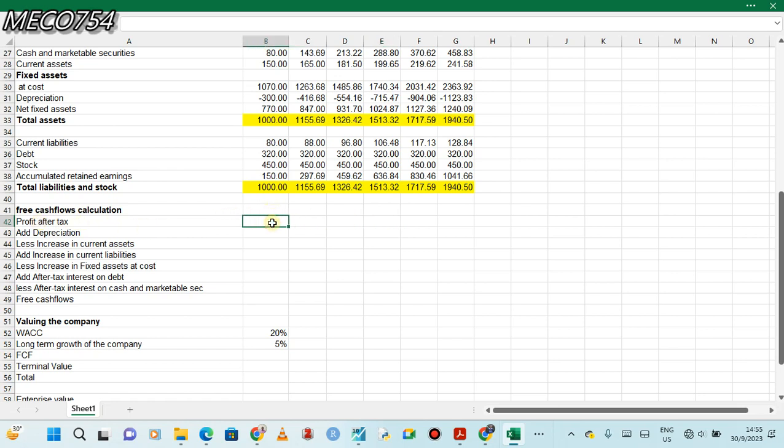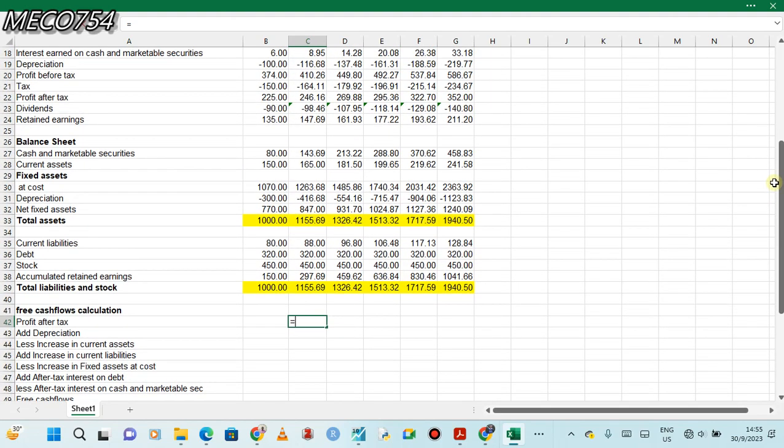We start off with our profit after tax from year number 1, which is 2021. We've already calculated this, so it's a matter of bringing it down. What is our profit after tax in year number 1? It's 246. So it's equal to that value over there, which is 246. Now copy the formula till the end. See, 352.